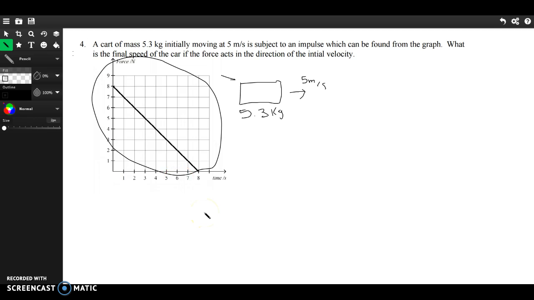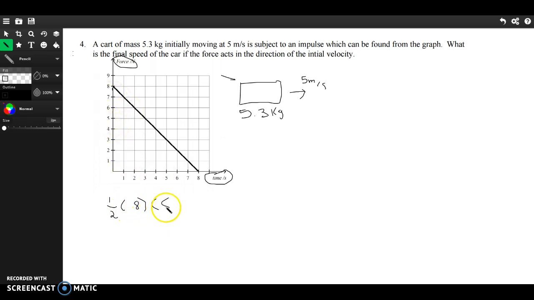Alright, so first, let's find out what the impulse is. Like before, since we have a force over time graph, you can simply treat this as a triangle, and the area under the triangle will be the impulse. So, again, 1/2, and the base here is 8, and the height is also 8. So you do 8 times 8, which is 64, divided by 2, gives 32. So the impulse is 32 newton-seconds.